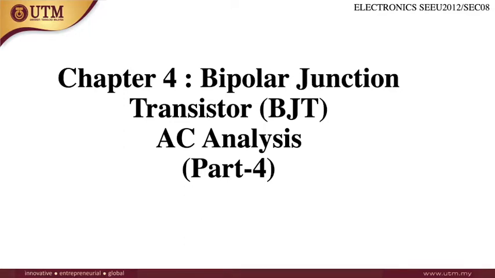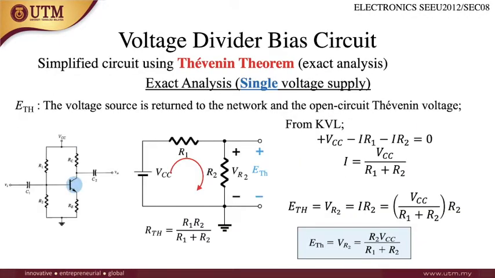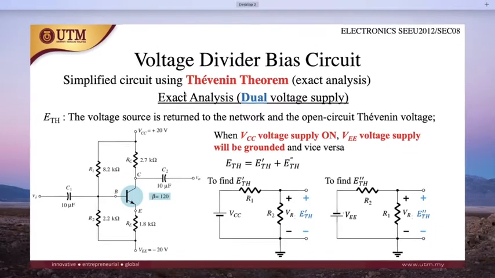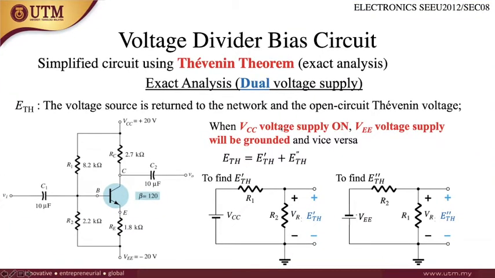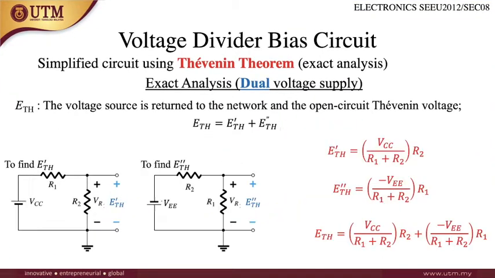Regarding yesterday's questions, I would like to explain. Yesterday I received a question about the dual voltage supply in example 2. Why are there minus parts here? Sorry, not minus part. Why is there R1 instead of R2?